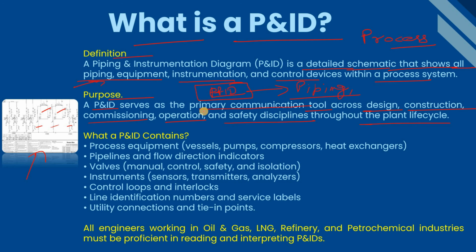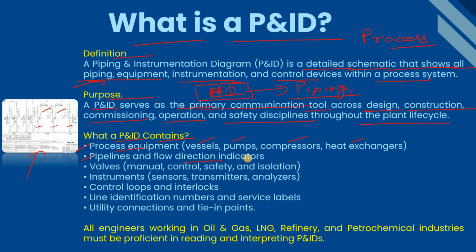So that's why the P&ID is the primary communication tool, whether you are working in a plant or in any project. Now, what does a P&ID contain? What information is available in the P&ID? First of all, your process equipment: all process equipment, vessels, pumps, compressors, heat exchangers, tanks, every process equipment will be available in the P&ID.